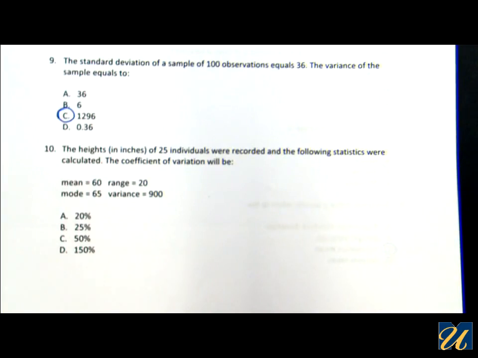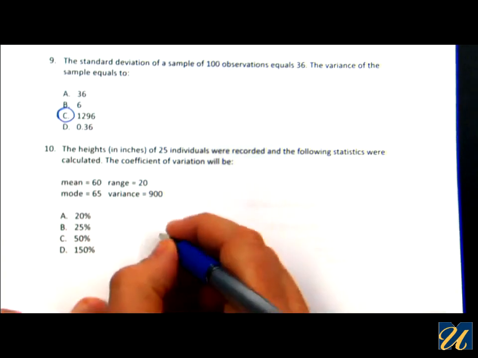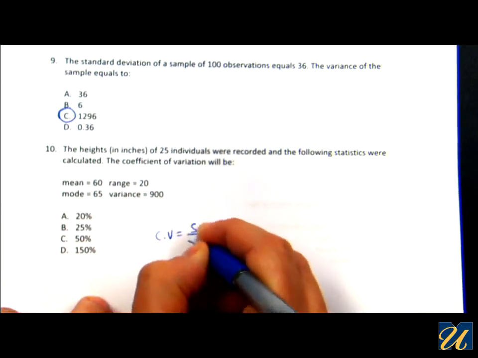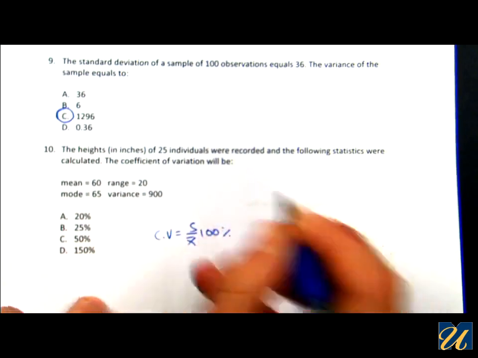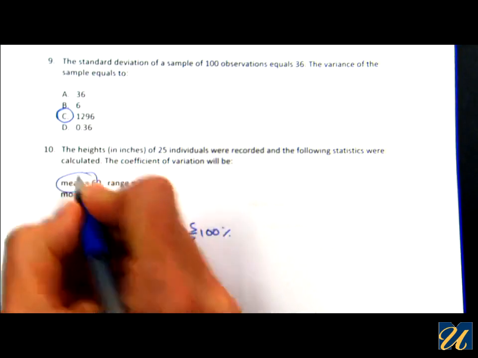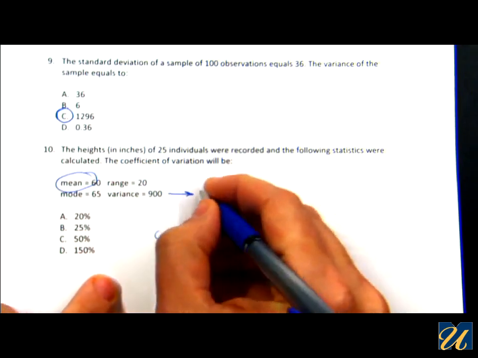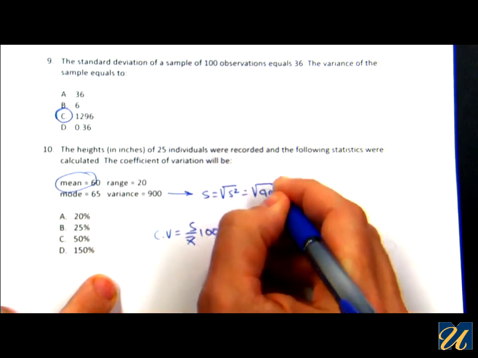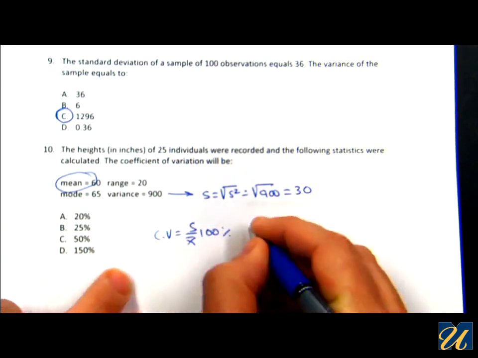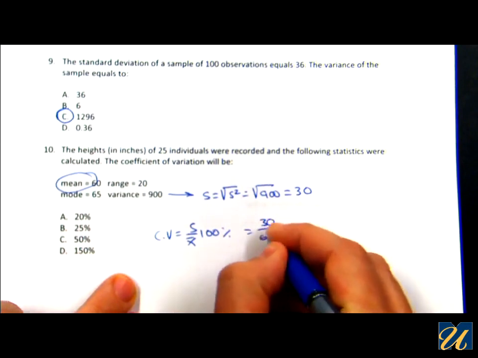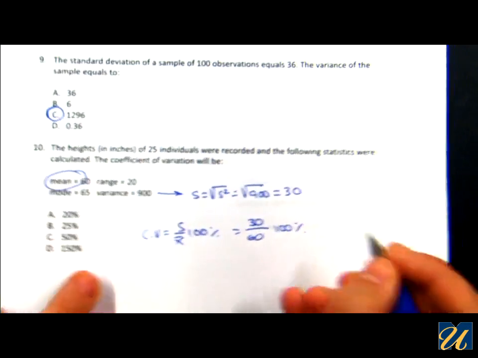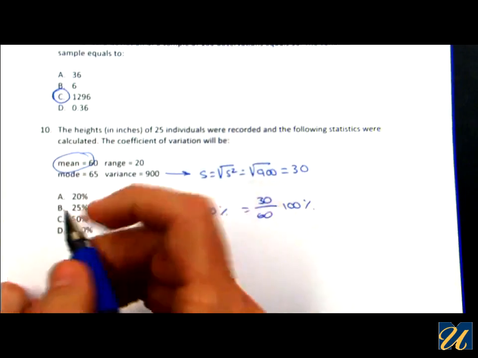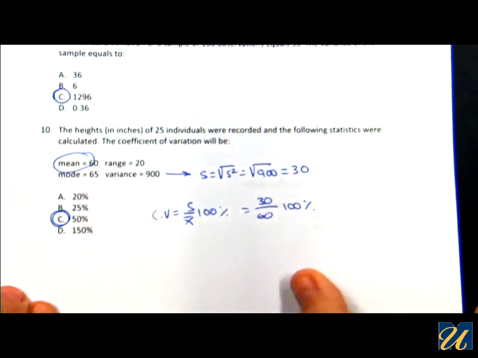The heights of 25 individuals were recorded and the following statistics were calculated. The coefficient of variation is S over X bar times 100%. I have the mean, I have the variance. In order to find S, I take the square root of the variance, square root of 900. This will be equal to 30. So 30 over 60 times 100%. Your coefficient of variation will be 50%.